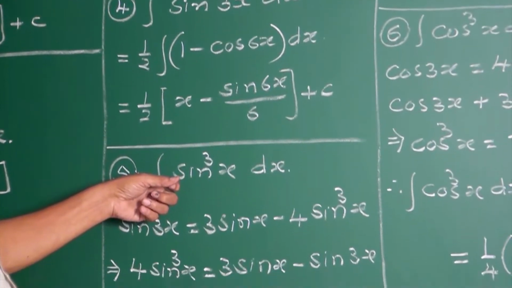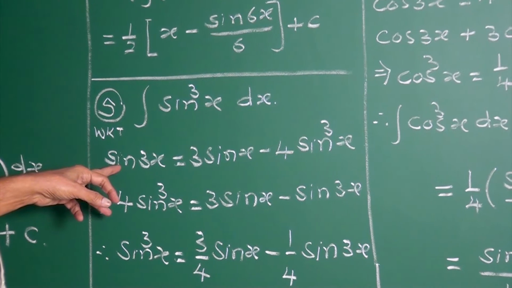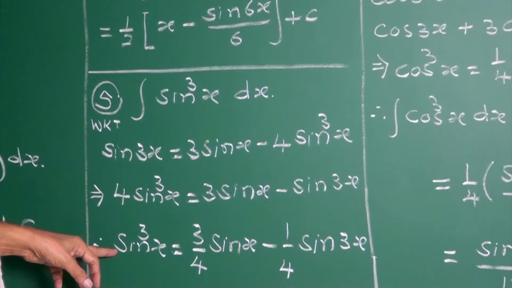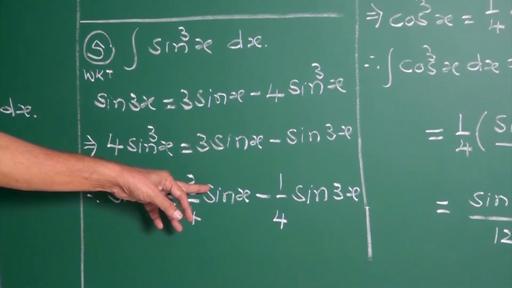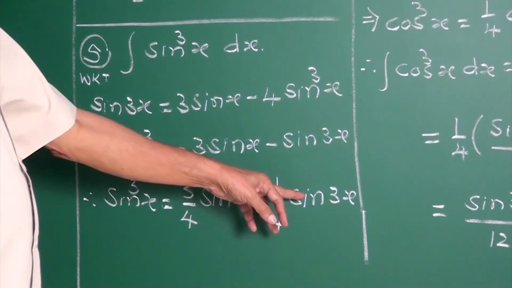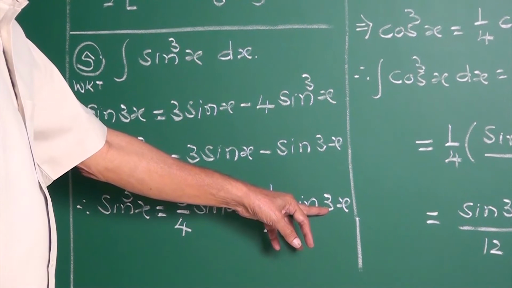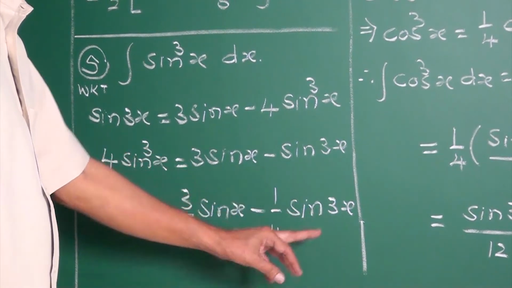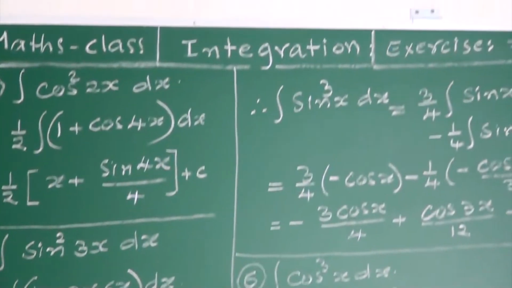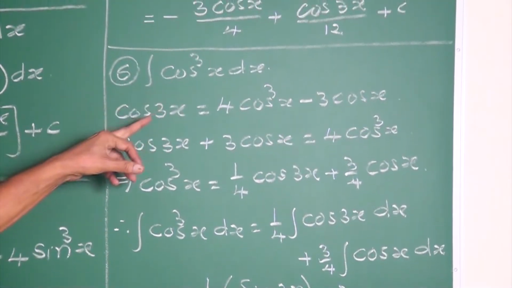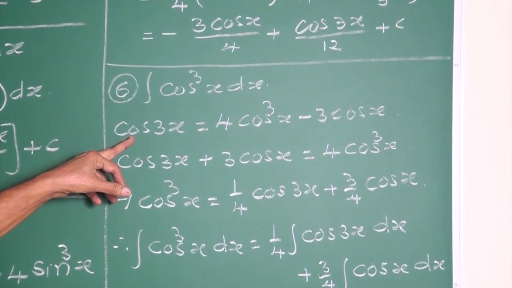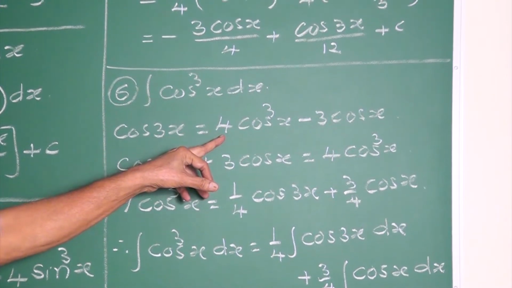In integrating sine cube, use the formula for sine 3x. Solve for sine cube, integrate both sides. Integral of sine is minus cos. Minus cos, if the angle is other than x, divide by the coefficient, divide by 3. This is cos cube x, my friend. In this, use the cos 3x formula. 4 cos cube minus 3 cos x.